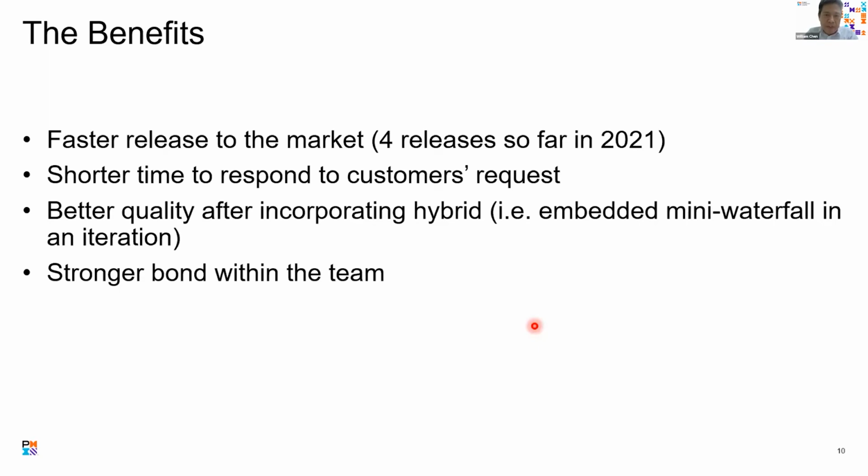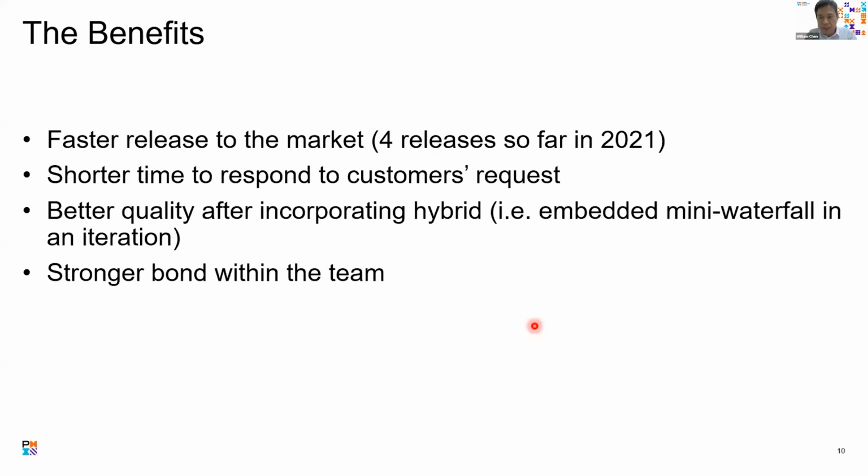And these product releases are official releases. So we have beta followed by official products, and these are used by our customers. So it's a much faster and much shorter release cycle time. That also means a shorter time to respond to our customers' requests. And a shorter time to respond to a customer's request means a happier customer.